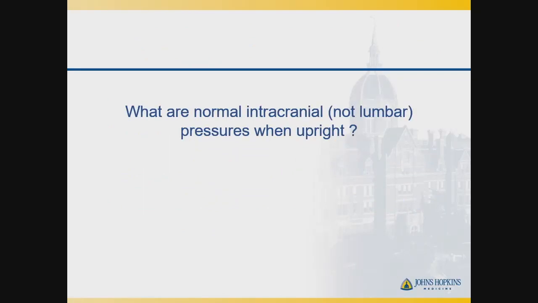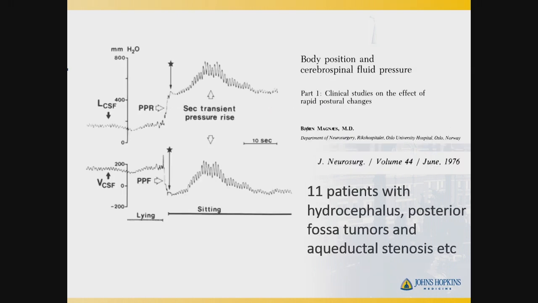But what are normal intracranial pressures when upright? We're not worried about lumbar pressures. We want to know what normal intracranial pressures are when you're upright, when you're most symptomatic. And this was the first paper to be published about this, where pressures were monitored, granted not in normals, but in patients who had some CSF disorder, through a lumbar catheter as well as through an external ventricular drain.